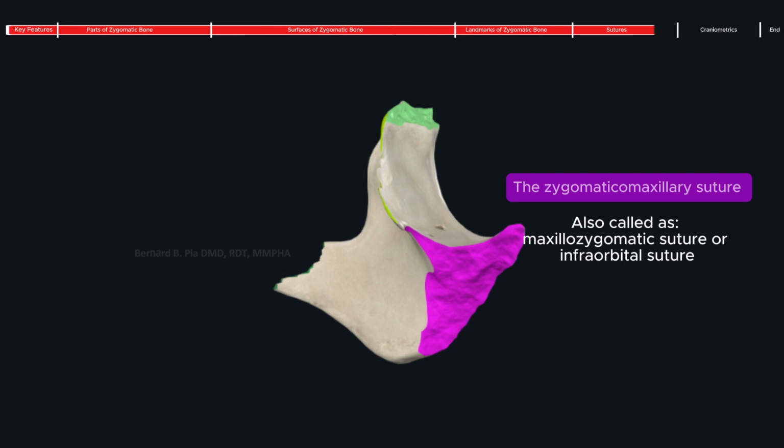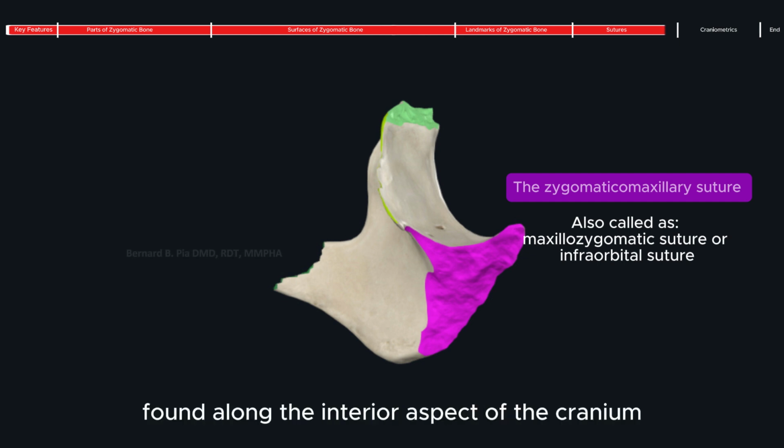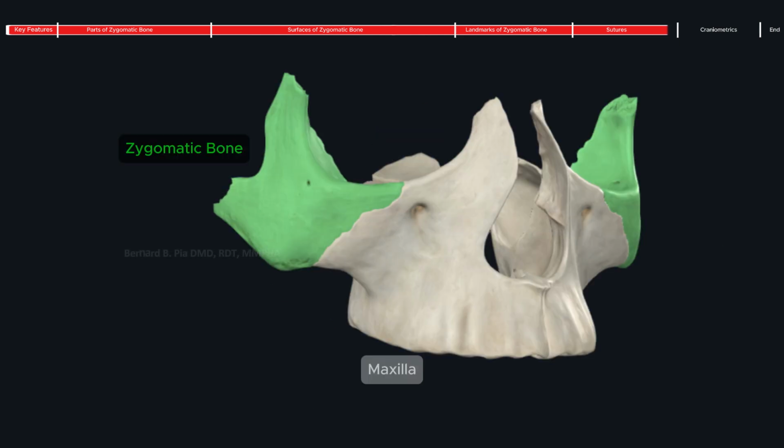4. The zygomaticomaxillary suture, maxillozygomatic suture, or infraorbital suture, is a fibrous joint found along the anterior aspect of the cranium. It is the articulation site located between the maxillary border of the zygomatic bone and the zygomatic process of the maxilla.